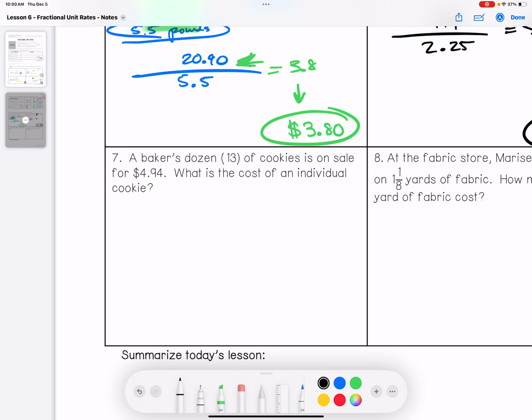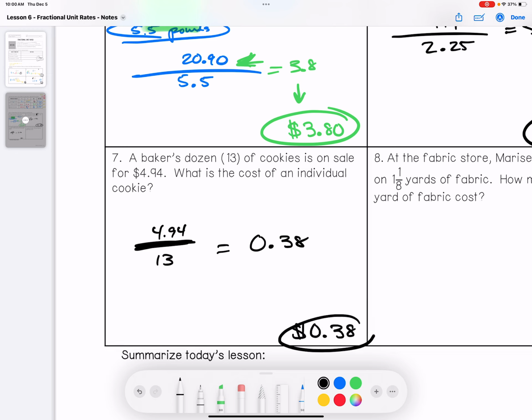All right, so how do we figure out which one goes on top and which one we divide by? Cost per cookie. So the cookies go on bottom. The per goes on bottom. So it's $4.94 divided by 13. You're going to enter that in your calculator, 4.94 divided by 13, and your calculator is going to tell you 0.38. We're talking about money, so we have to write the answer with a money sign and a zero like that. You're going to pay 38 cents per cookie.